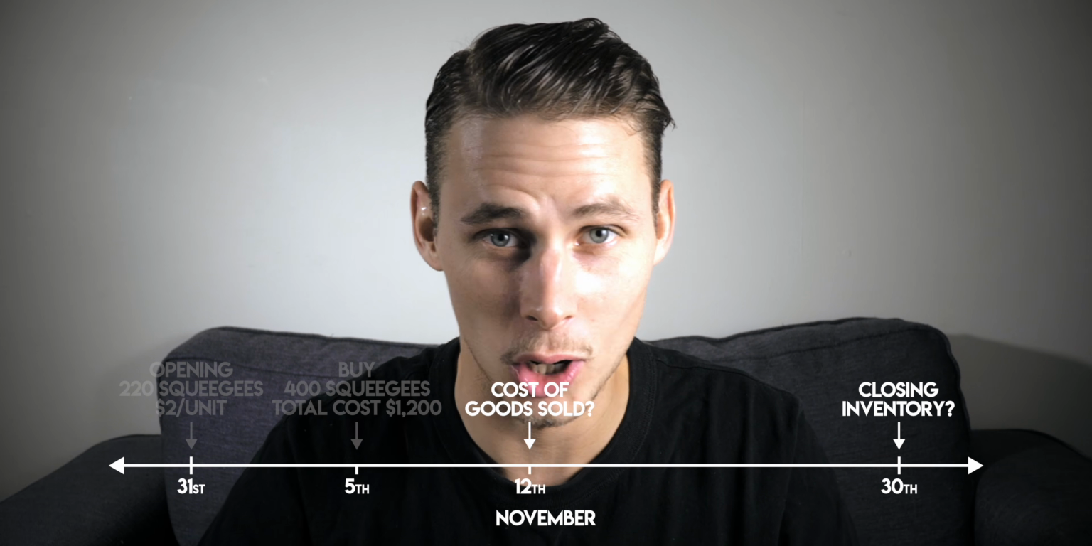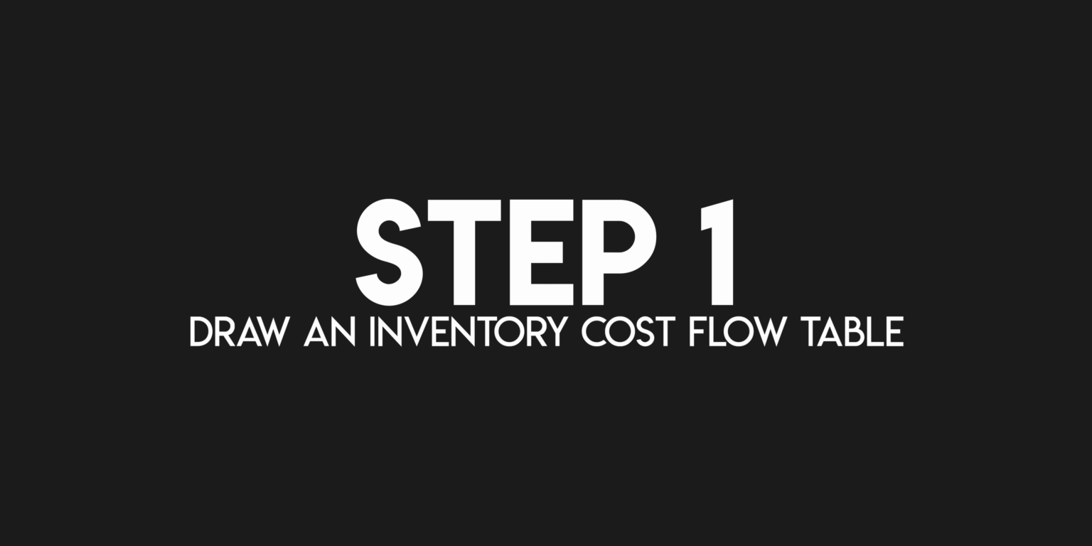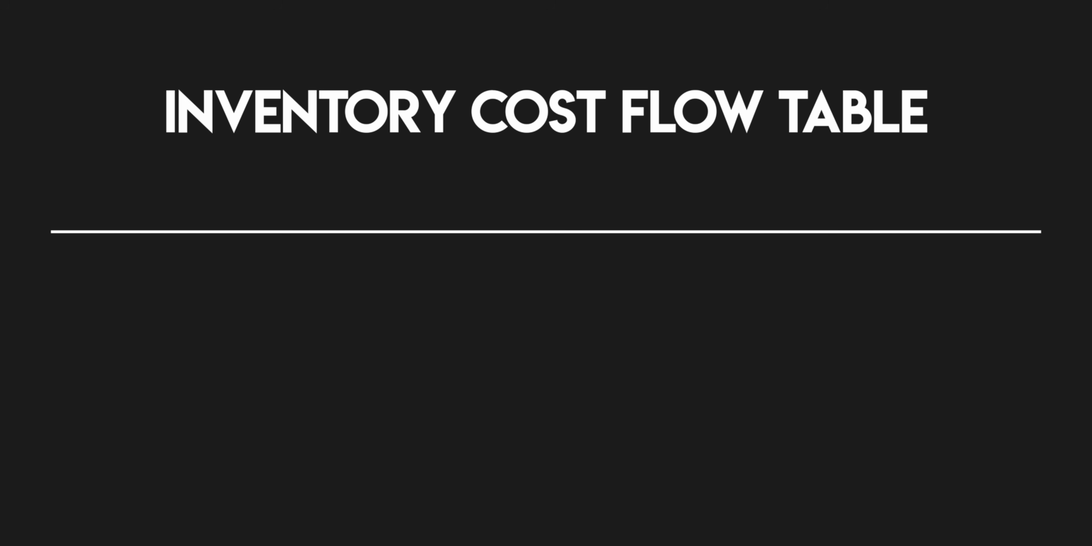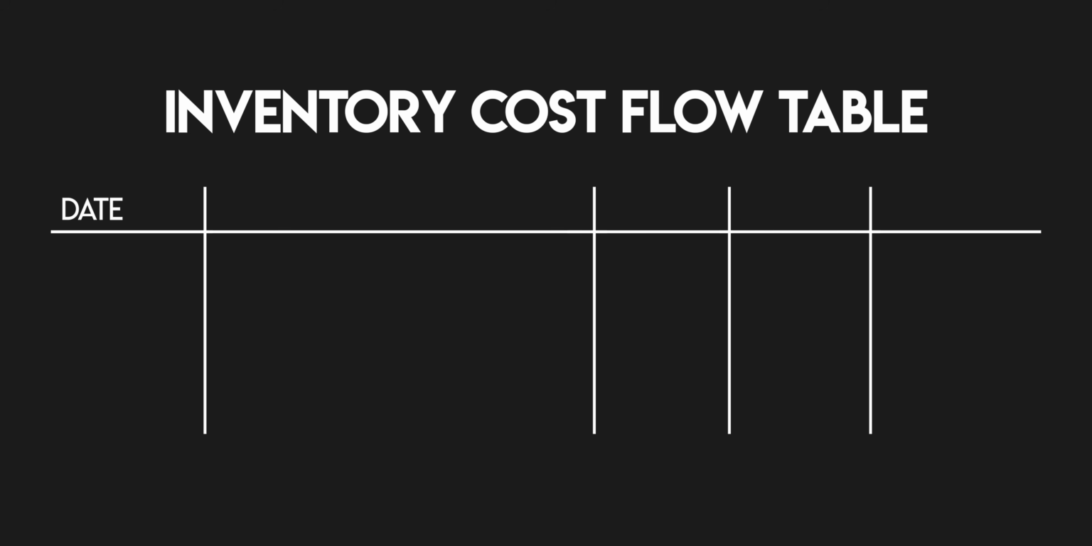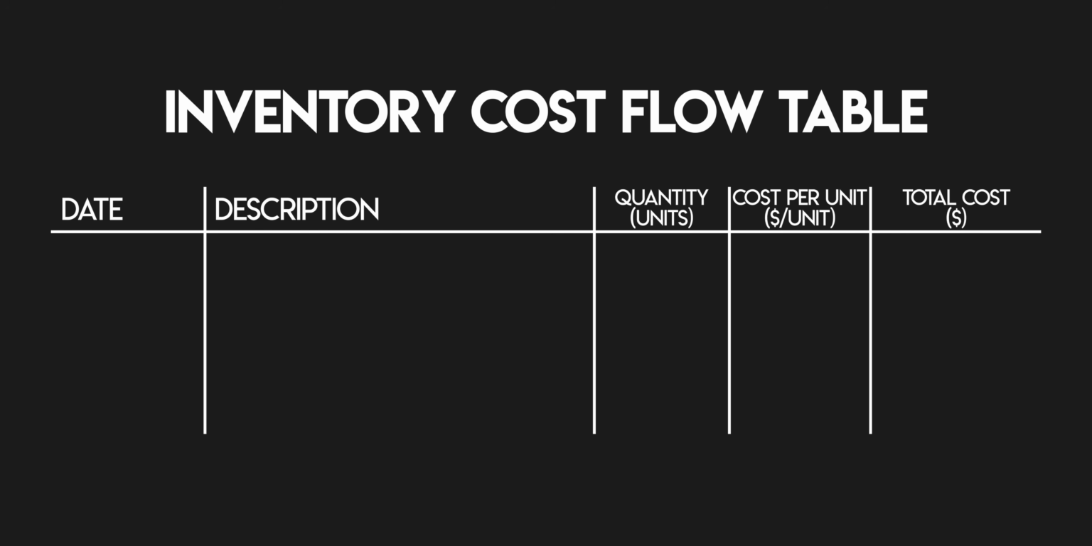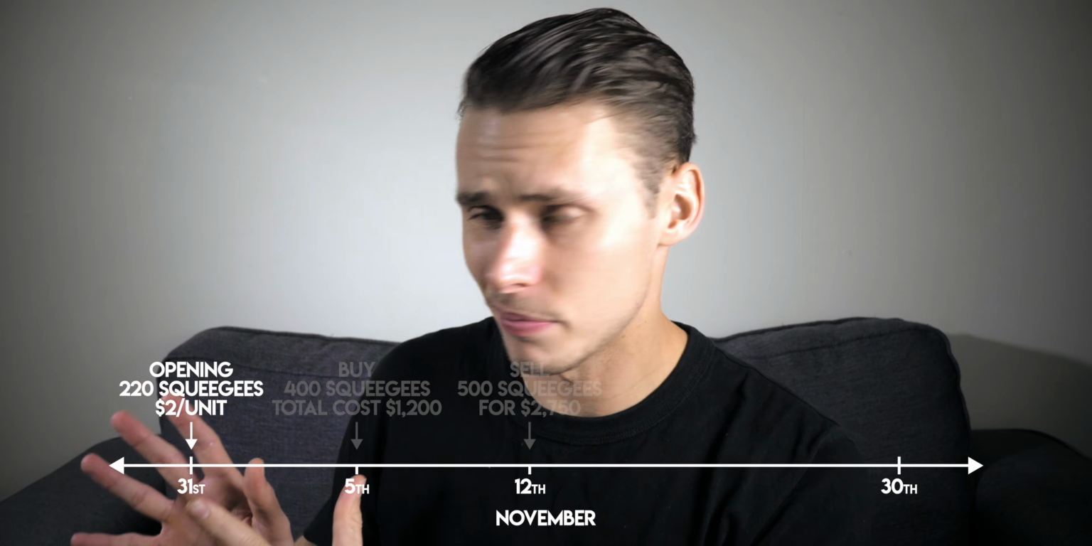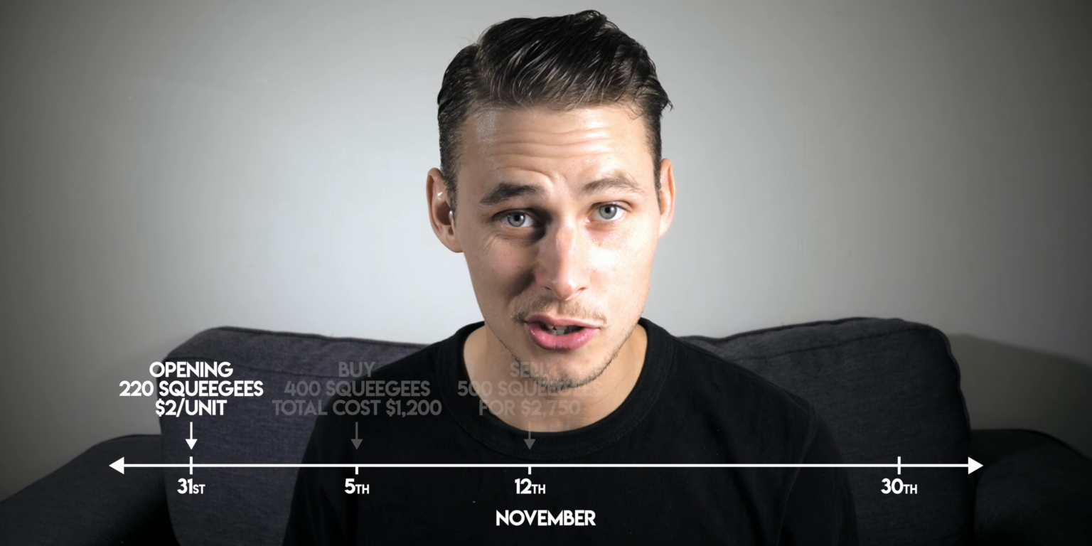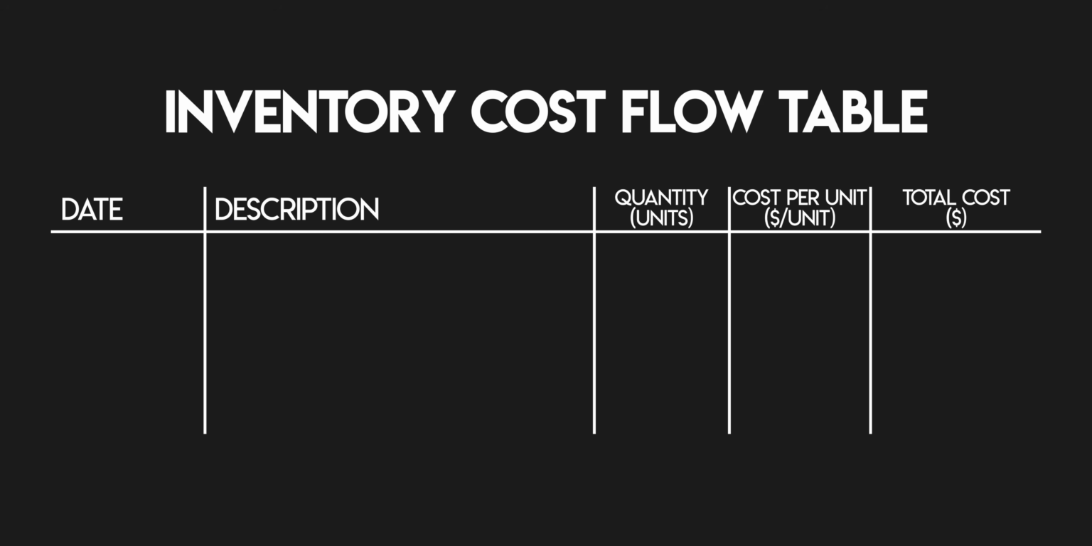It's time for that 4-step process. Step 1. Draw an inventory cost flow table. What's that? It's a table with 5 columns: date, description, quantity, cost per unit, and total cost. Step 2. Enter what you know. Okay. Well, we know that you started in November with 220 squidgies, which cost you $2 each. So at the start of November, you had an opening inventory of 220 units, which cost you $2 per unit.